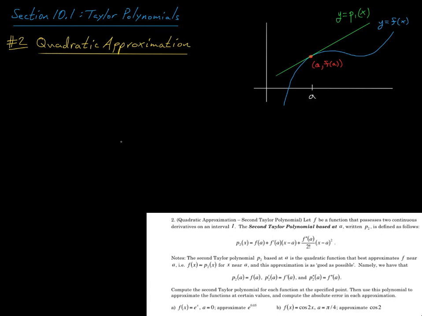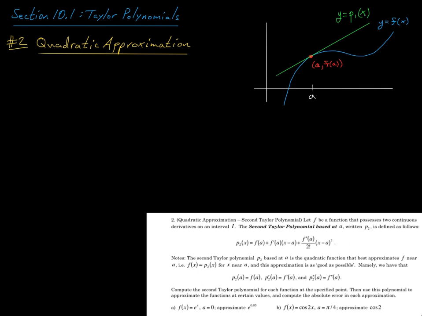Okay, now in the last video we looked at linear approximation, and so in this video we're going to look at approximating a function near a point with a quadratic function. So again, let's say we're looking at the graph of a function f near a point a comma f of a, and now we define the first Taylor polynomial p1 of x to be the tangent line of this blue curve at the point in red. That's what you see here in green.